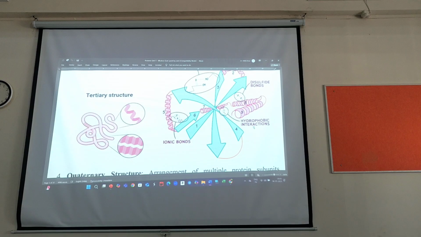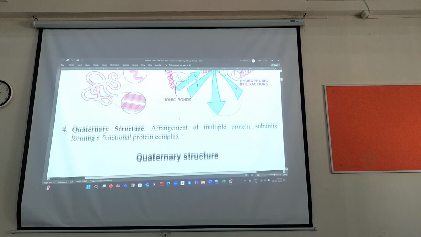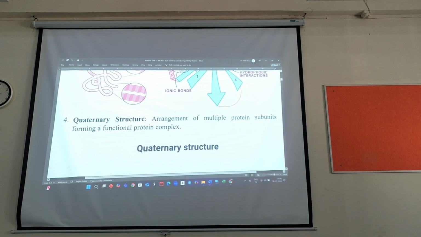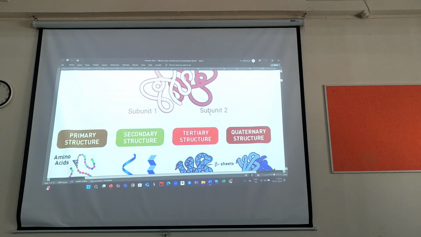or interactions. Okay, then different types of ionic bonds also occur in the tertiary structure between all the amino acids present in the chain. The last structure is the quaternary structure, that is the arrangement of multiple protein subunits forming a functional protein complex. Okay, understood this? It means the different types of subunits come together and bind together in this structure.